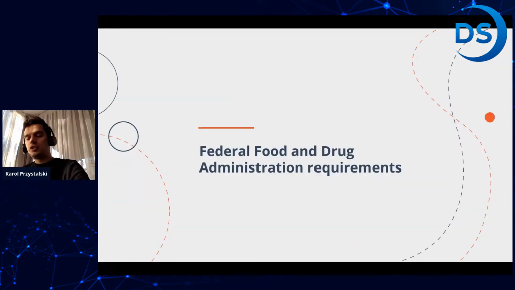Okay, so I mentioned something about the commercialization of such a product. We are now in the process of commercializing our solution in skin cancer diagnosis.